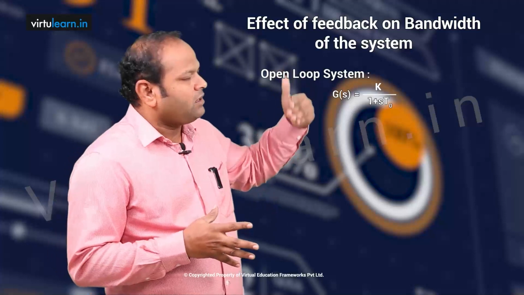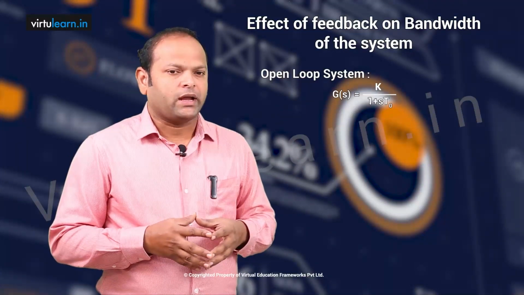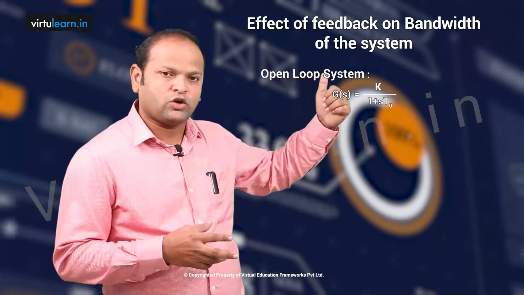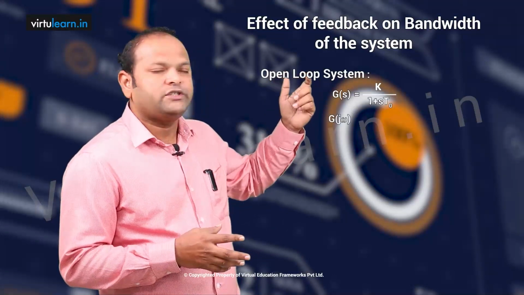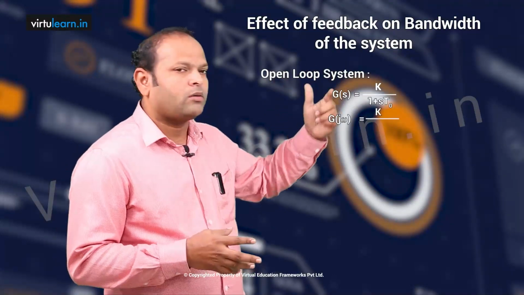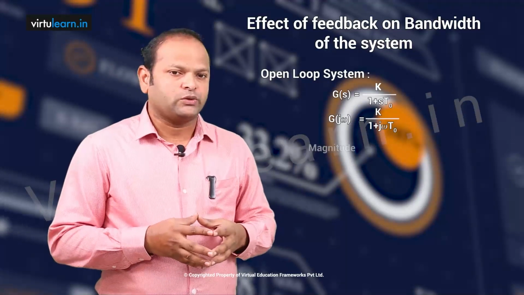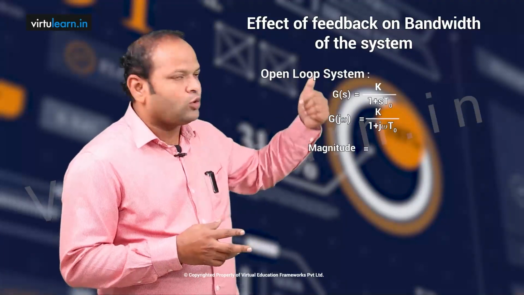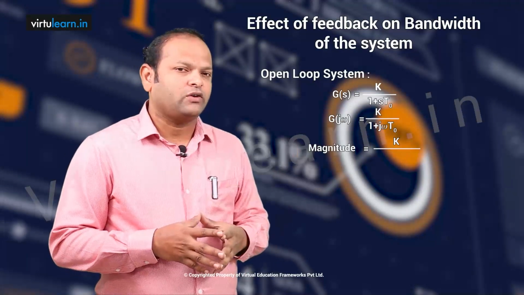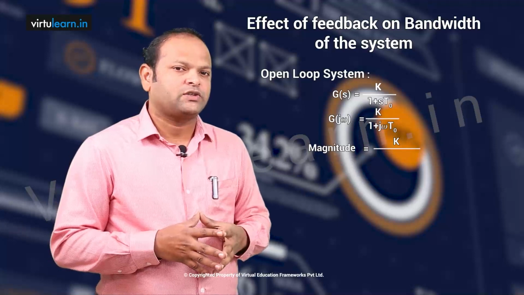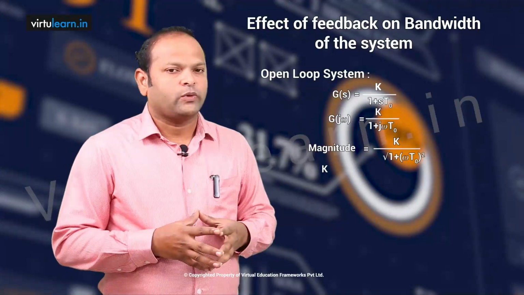Then find the magnitude of it. To find the magnitude we need to substitute s equal to j omega. So let us substitute s equal to j omega to get the sinusoidal transfer function, G of j omega, which is K by 1 plus j omega T naught. Then what is the magnitude? The magnitude is going to be, numerator K, denominator 1 plus, whenever you have j, we need to take a square plus b square under root. Which means here, square root of 1 plus omega T naught whole squared.